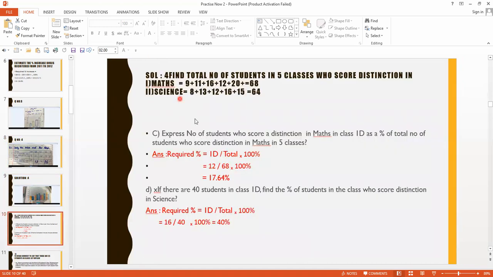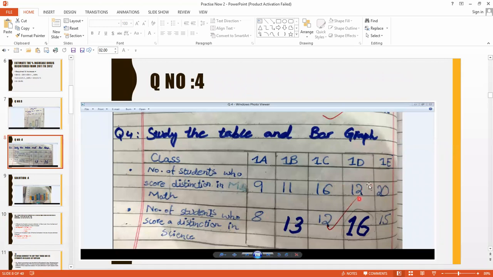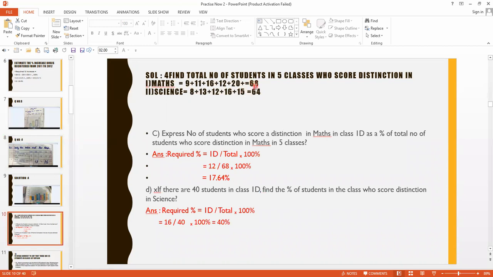Now we come to the B part, that is related to how many total number of students got distinction. So you have to add all these. Clear? Now we come to the third part. This is part C. Express number of students who score a distinction in maths in class 1D. Okay. How many students are there in 1D? I have to see from the table. In 1D, how many students are there? 12 students are there who got distinction. And how many total students are there in maths who got distinction? Yes, we get from this 68.